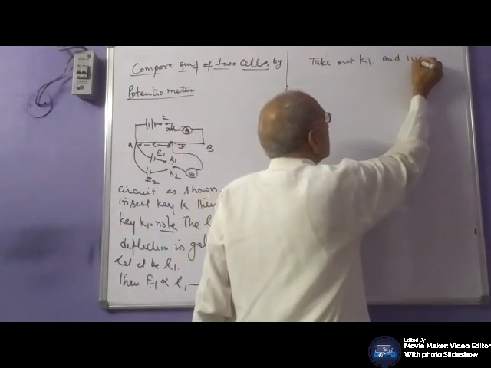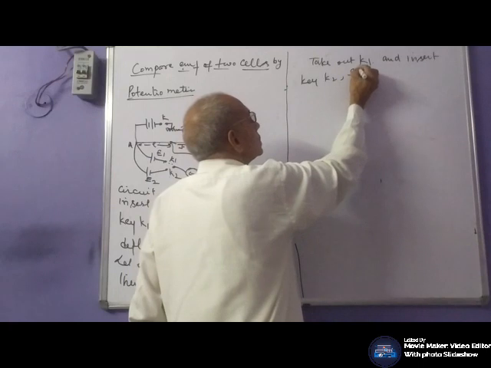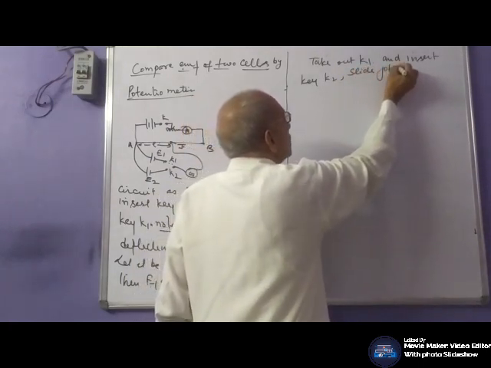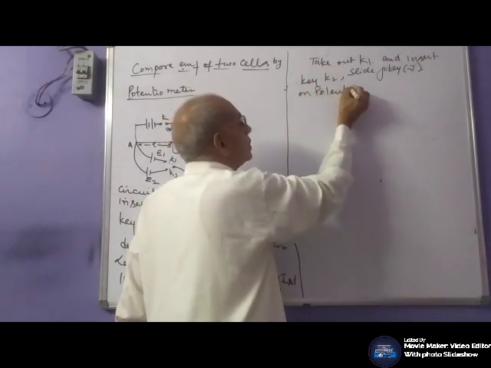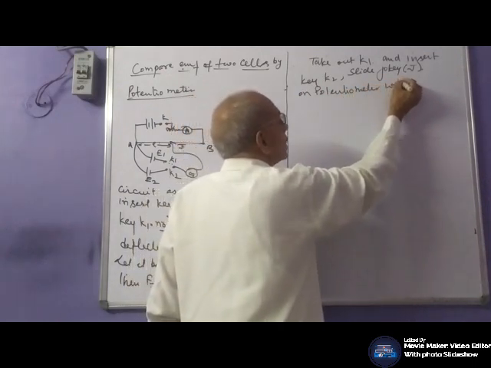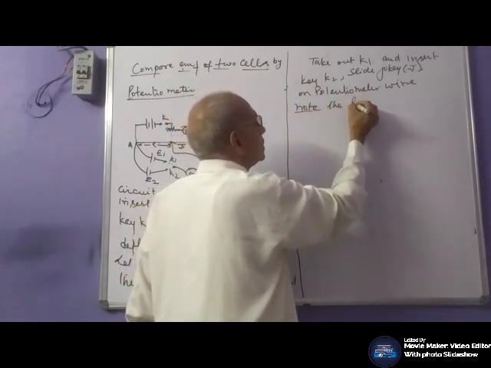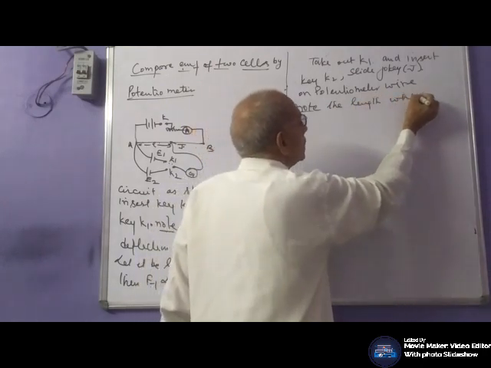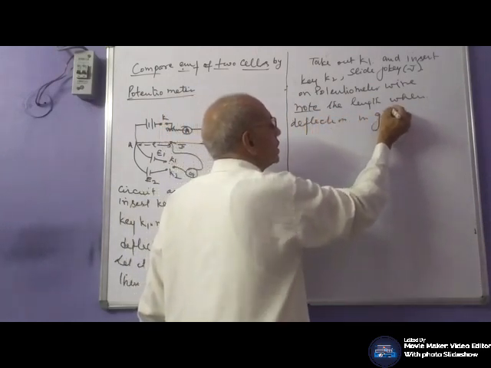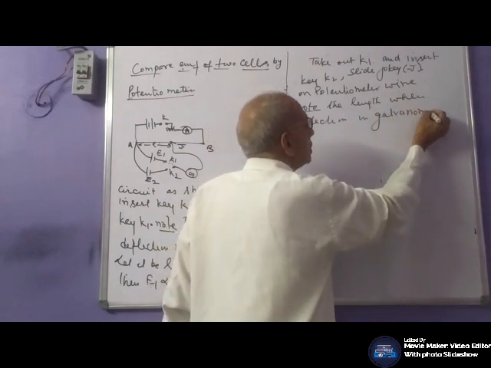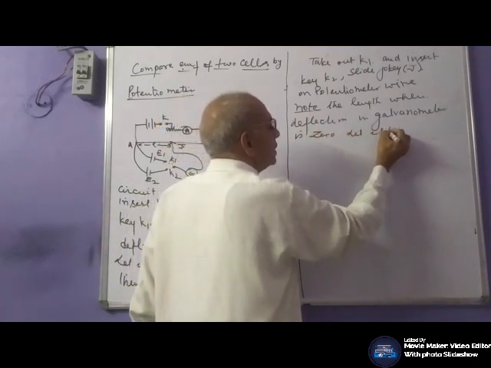And insert key K2. Slide jockey on potentiometer wire, note the length when deflection in galvanometer is 0. Let it be L2.